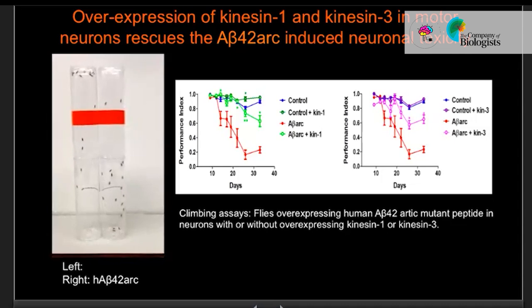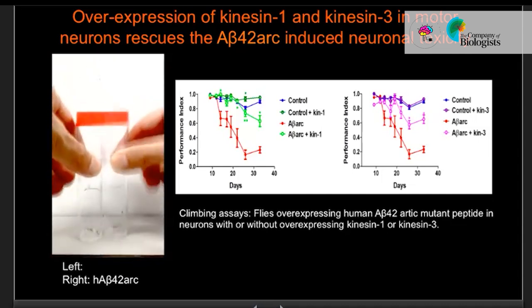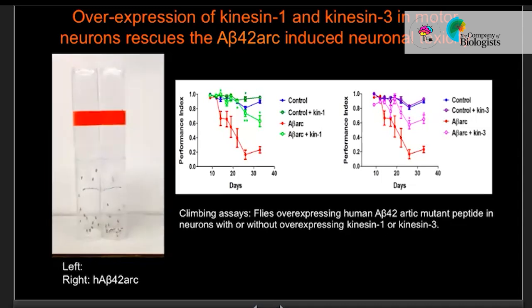And you do a performance index over many flies and many experiments. And you can see on the right that the red, which is the amyloid beta flies, they drop their performance index with time. So it's age dependent, which is amazing, I thought.